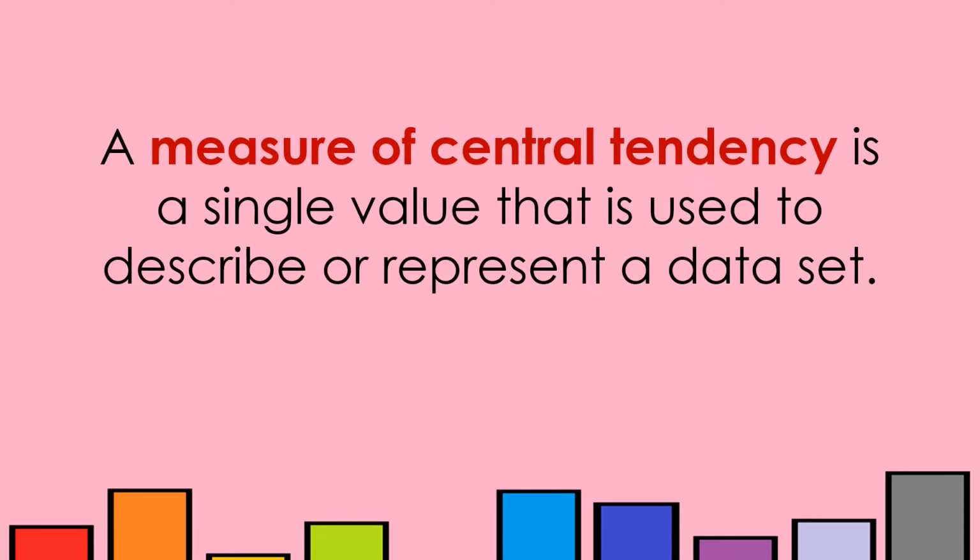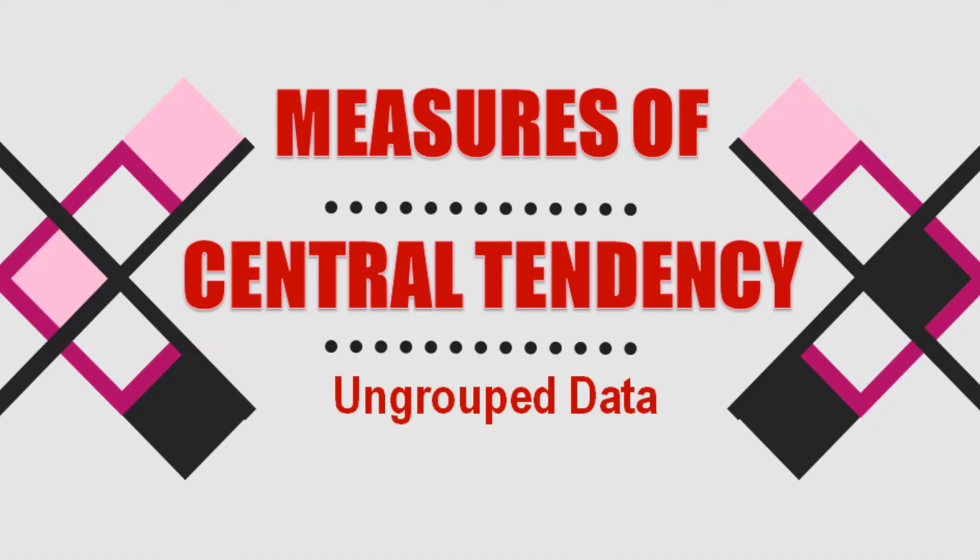So let's have the meaning of central tendency. A measure of central tendency is a single value. Meaning to say, it's a number that is used to describe or represent a data set. As we go into this lesson, we will understand this topic more. The first one that we are going to compute is the ungrouped data.